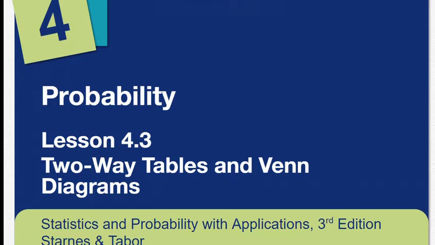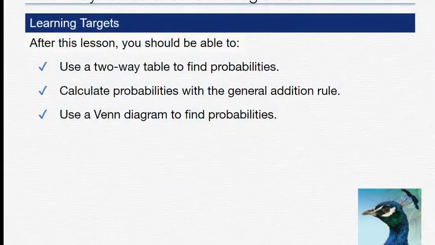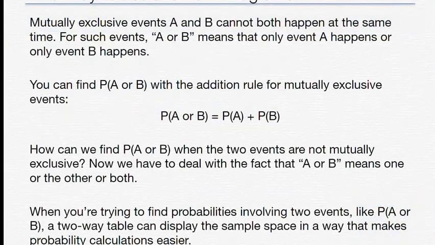Today we're going to be talking about two-way tables and Venn diagrams. Last class, we talked about mutually exclusive events. Events A and B are mutually exclusive if they cannot both happen at the same time. So if that's the case, then the word "or," when we're talking about A or B, means that either only event A happens or only event B happens.